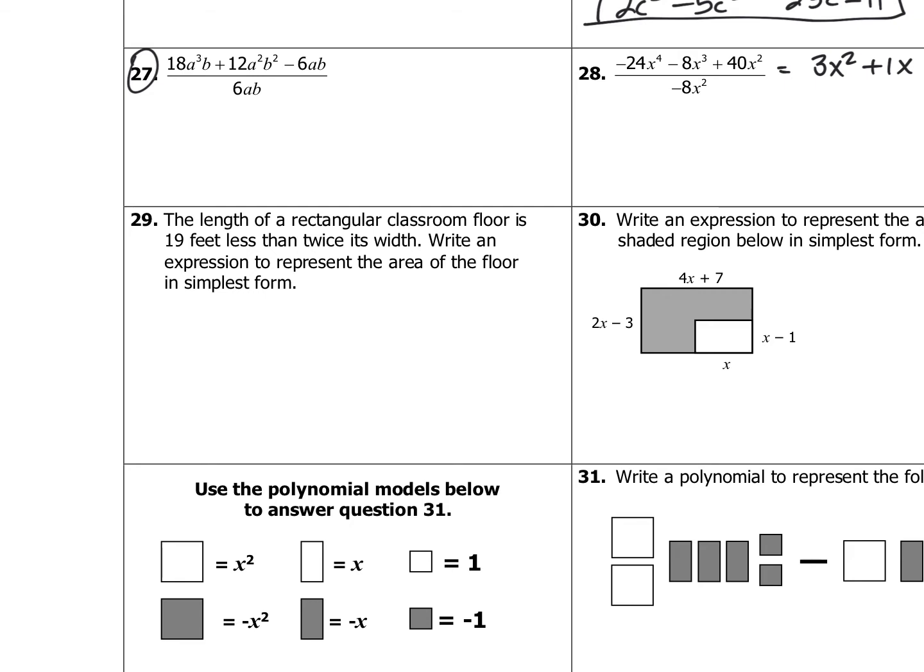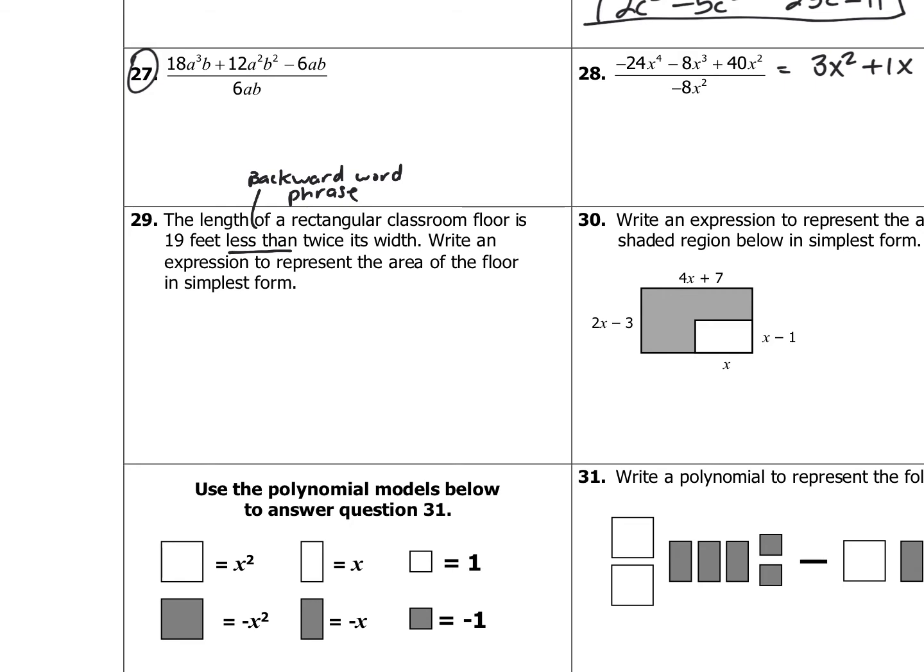I'm going to do these both with you. 29, we have to do some interpreting before we can set it up. And so the length of a rectangular classroom floor is 19 feet less than. That word phrase, less than, is a backward word phrase. That means the way it's written is the opposite of how you're going to write it.